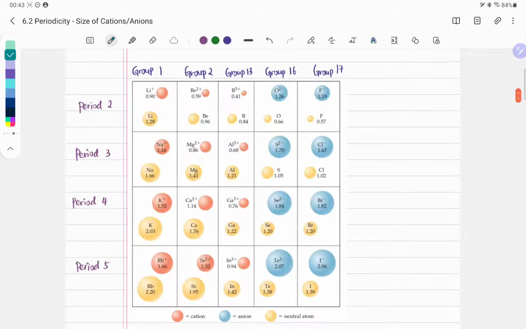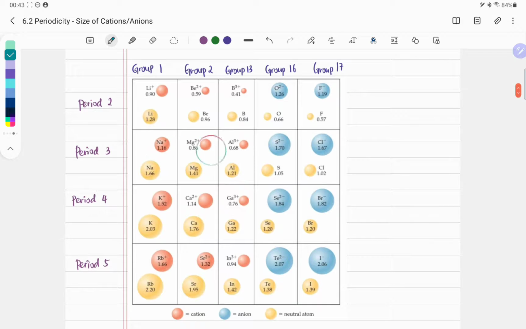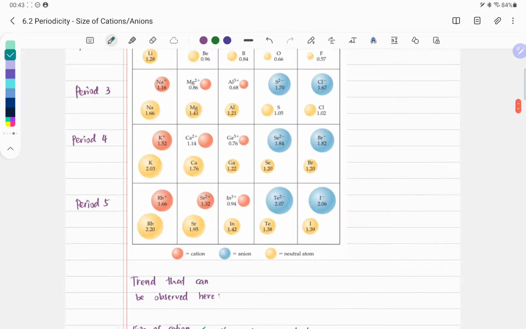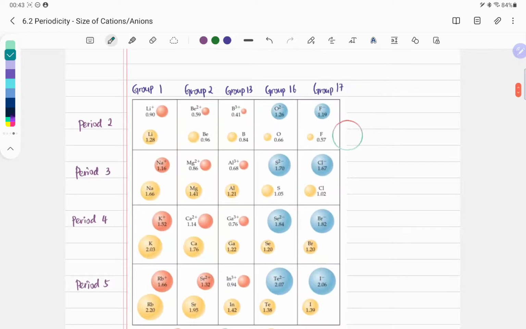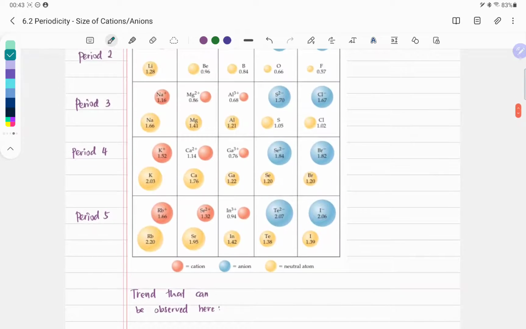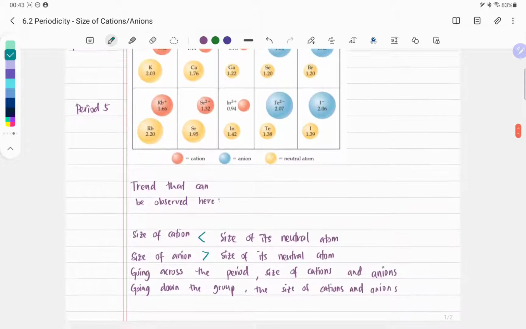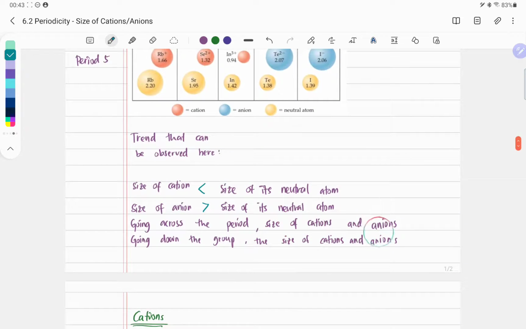Okay, dan kalau kita tengok sini going across the period, size of cation semakin mengecil, size of anion pun semakin mengecil. So it follows a trend yang kita tengok dalam video sebelum ini. Okay, and as we know, kalau going across the period, we can explain it in terms of effective nuclear charge. Manakala kalau nak compare ions dengan atom asalnya, so we have to explain it differently.